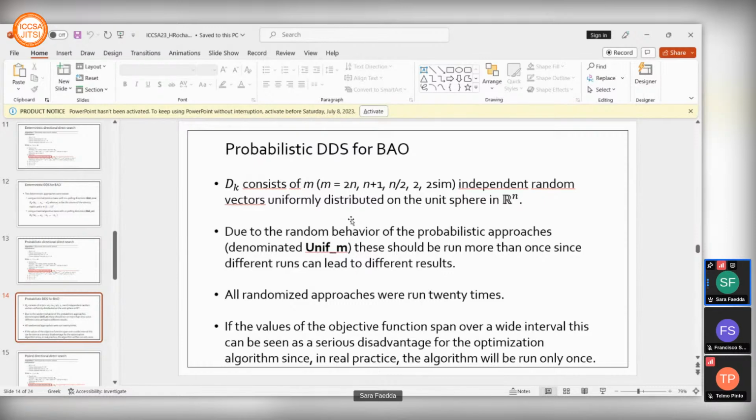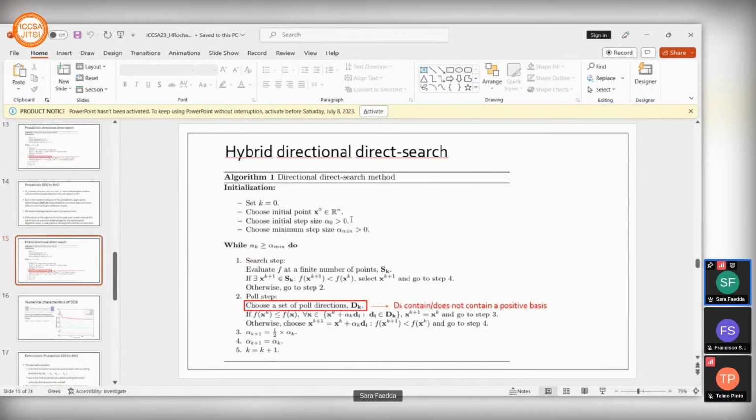And the preliminary results were not so interesting because the objective function spanned a wide interval, meaning that we obtained very good results, but also some poor results. And that can be very interesting for some approaches, but for a clinical setting, it's not interesting at all, because we can only run this once, and we cannot afford to obtain a poor solution. So this motivated the current work.